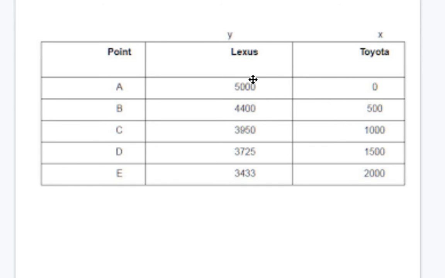When you create 5,000 Lexus vehicles, you can't create any Toyota vehicles. When you create 4,400 Lexus, you have 500 Toyotas. You're going to create a PPF and a PPC to show what the difference is based off of this chart that I'm going to provide you. I'm also going to ask you to answer some questions about opportunity costs, and then we have a small activity.